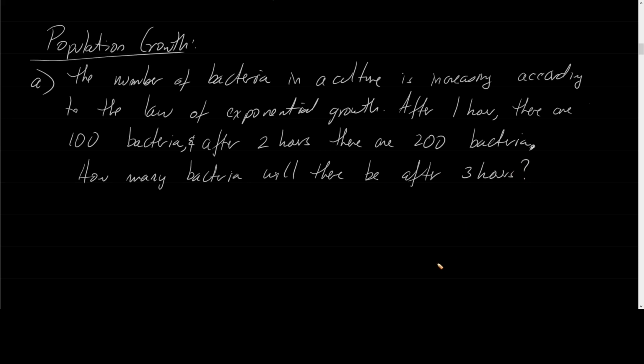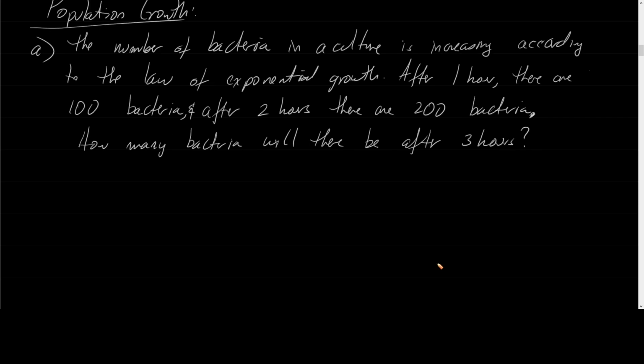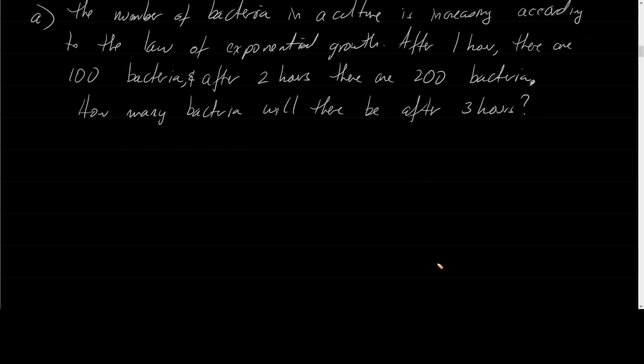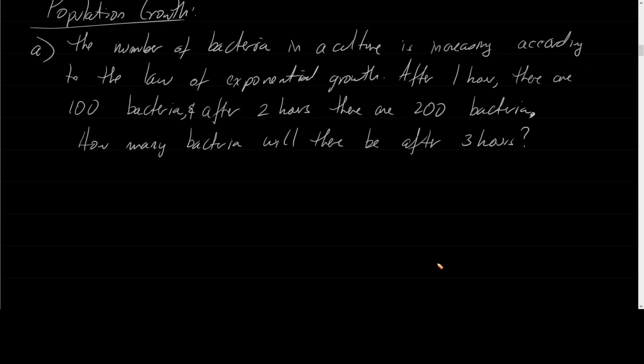So again, I'll read this real quick. It says the number of bacteria in a culture is increasing according to the law of exponential growth. After 1 hour, there are 100 bacteria, and after 2 hours, there are 200 bacteria. How many bacteria will there be after 3 hours? So in here, we're told something very explicitly. We're told that we're doing exponential growth. So right away, we know that we're working with the function y equals ae to the bx. All right, so we already know that.